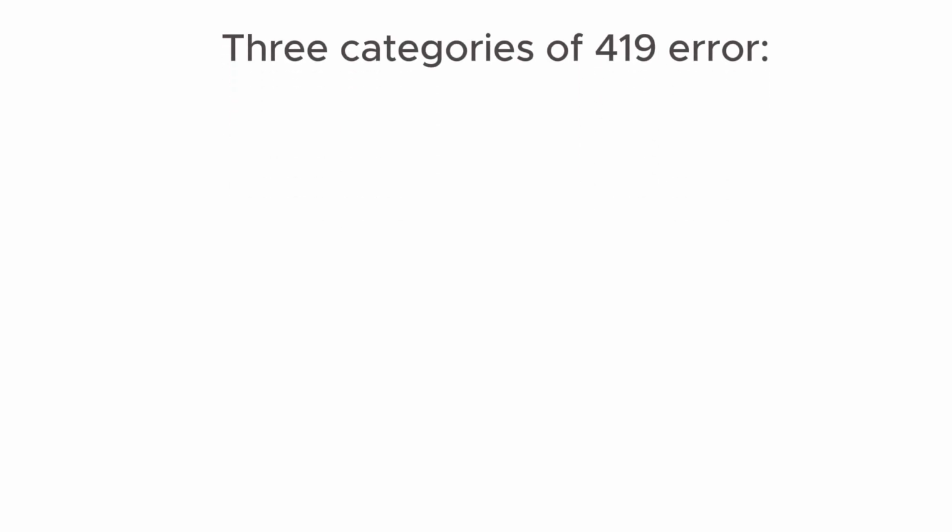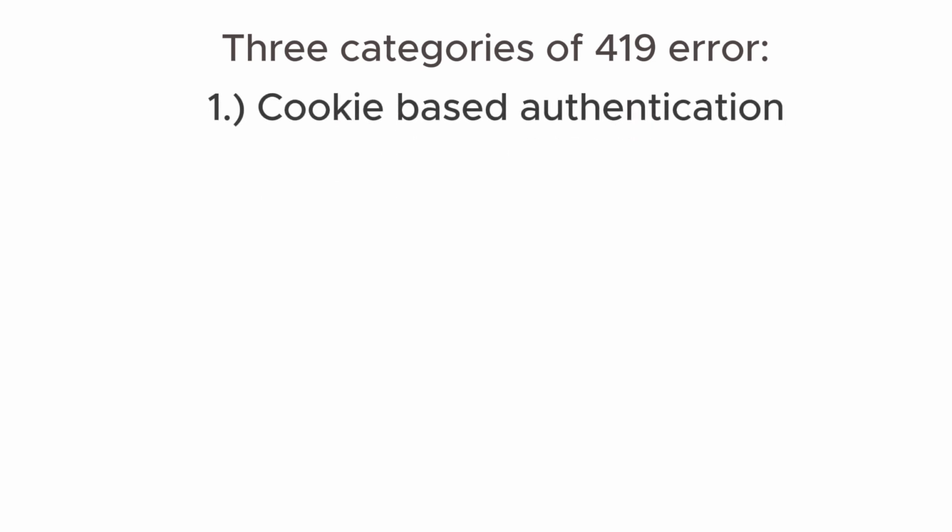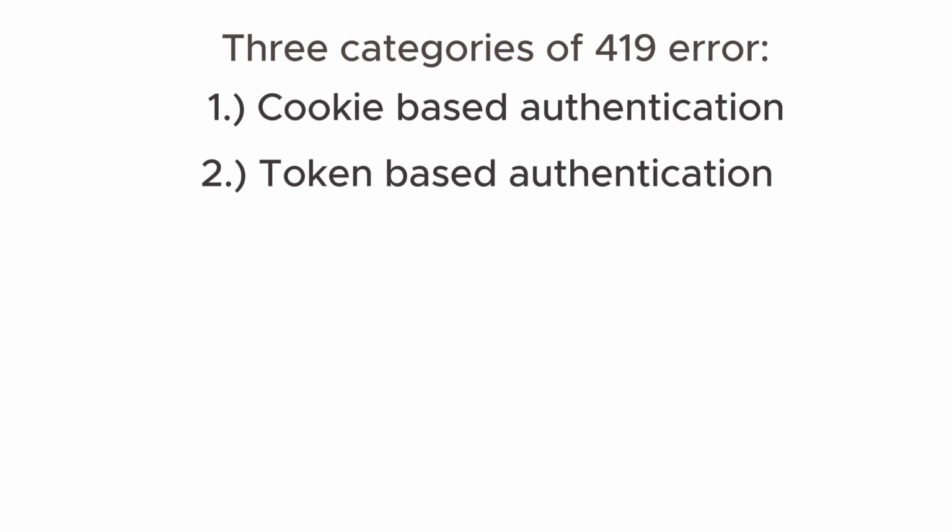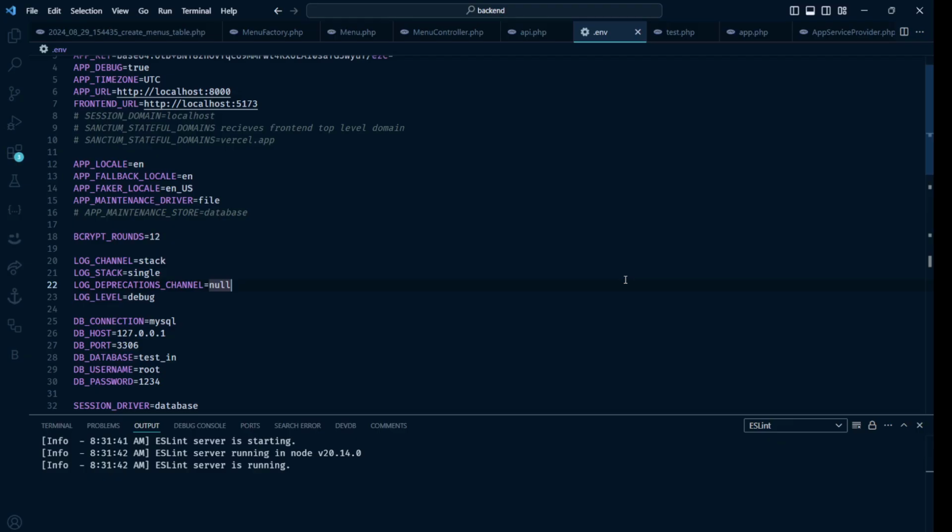One will be when you are using cookie-based authentication. Two would be when you are using token-based authentication, and three would be when you are not using any authentication, also known as using no authentication. For this video, we'll be focusing on the third, and that is no authentication. Right, let's go and replicate the error and solve this problem.